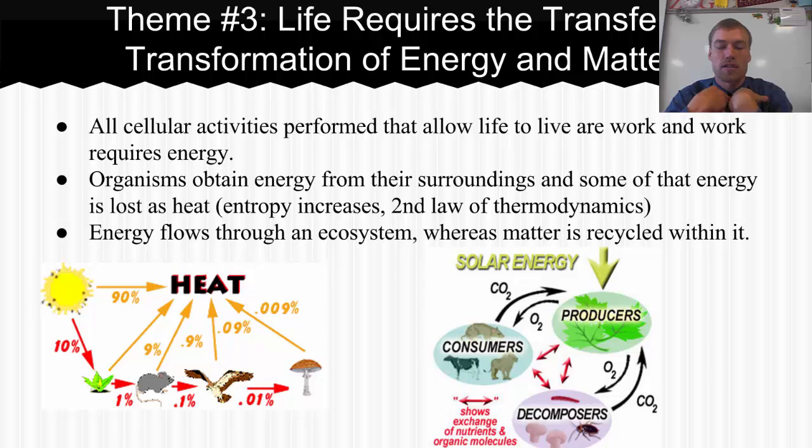They can either consume it from other organisms, or they can produce it from the sun, and then most of that energy is lost as heat. The entropy increases. Those of you taking chemistry, which should be all of you, that's the second law of thermodynamics, right? Entropy is always increasing in a system. We will spend more time specifically on that. Energy flows through an ecosystem, so energy comes from the sun and it moves through.